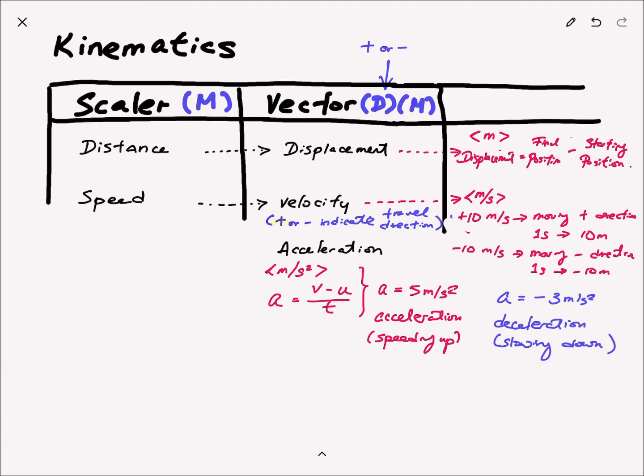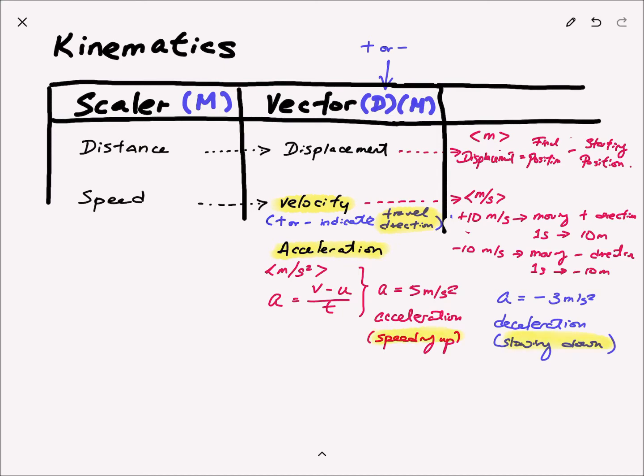When we have positive or negative velocity, the plus and minus tell you the travel direction. So if you have a negative acceleration, does it mean that you are going backwards in the negative direction? No. Acceleration tells you whether an object is slowing down or speeding up. So be very careful, just remember, okay? Velocity tells you the travel direction.